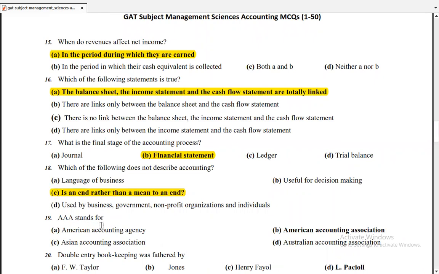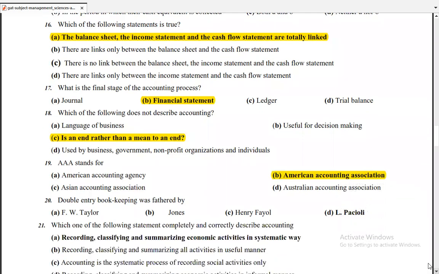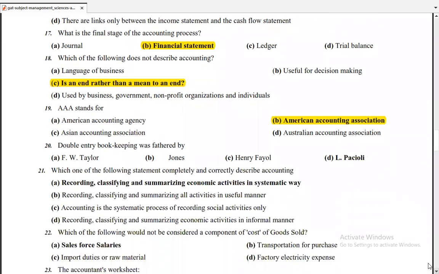AAA stands for American Accounting Association. Double entry bookkeeping was fathered by L. Pacioli. Note that double entry bookkeeping.